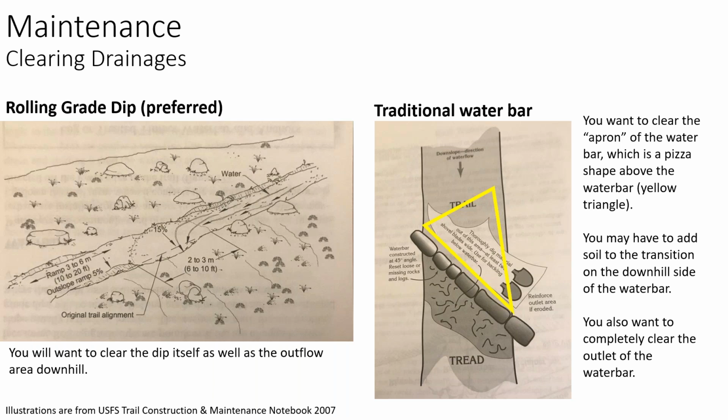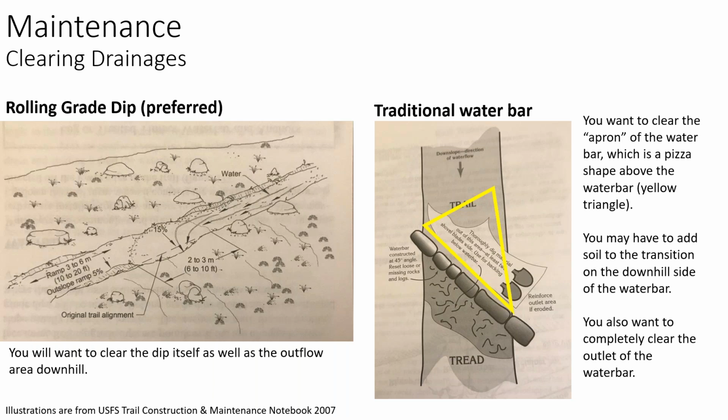In terms of drainages, besides brushing, I would say water is one of the most important considerations on your trail. And so this can be approached differently depending on whether you are developing a trail from scratch or if you're coming in and maintaining an existing trail. And a lot of times those decisions are already made for you on an existing trail.